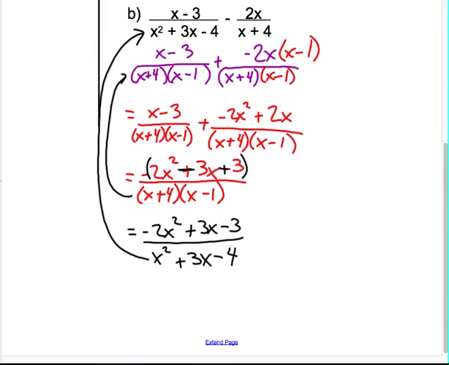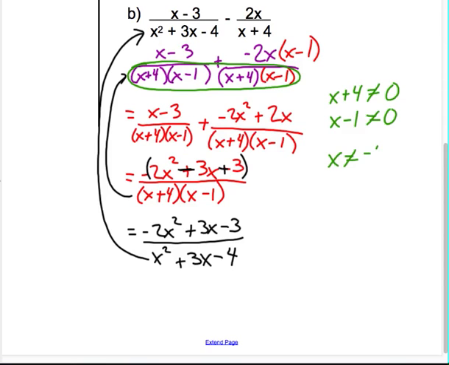And finally, my domain restrictions. So I want to look at the first factoring step when I was trying to add my fractions for my domain restriction. And again, I had two unique terms in the denominator. I had an x plus 4, which cannot equal 0, and an x minus 1, which cannot equal 0. So x cannot equal a negative 4 or a positive 1.